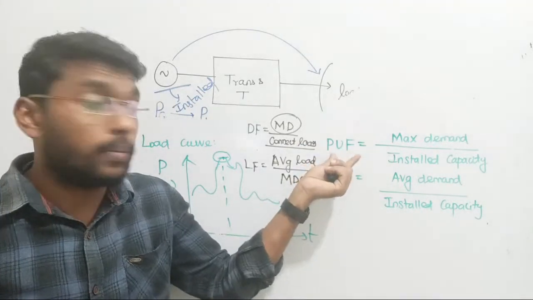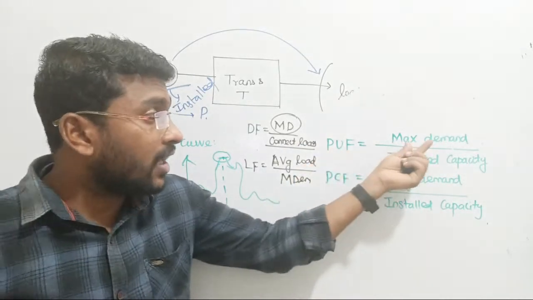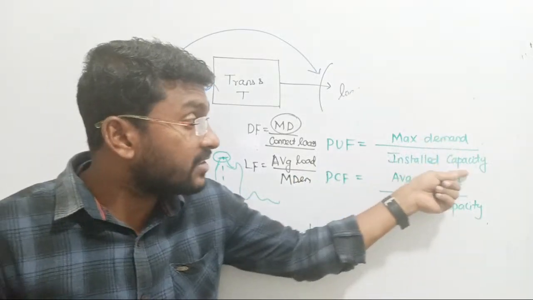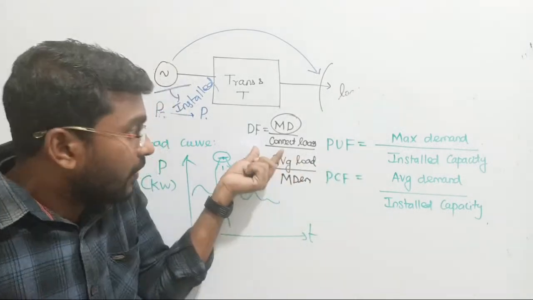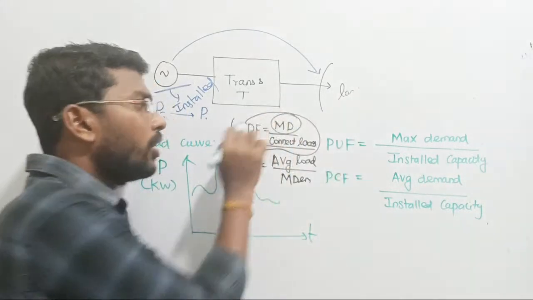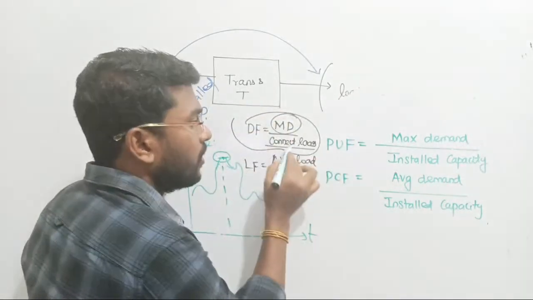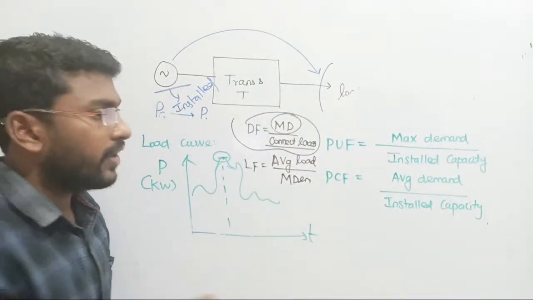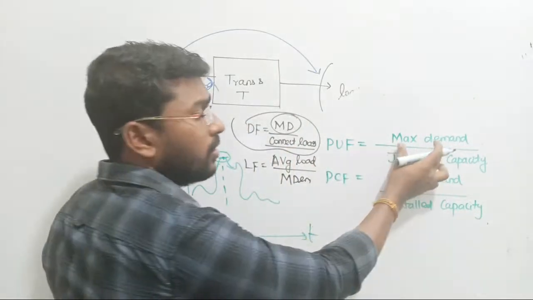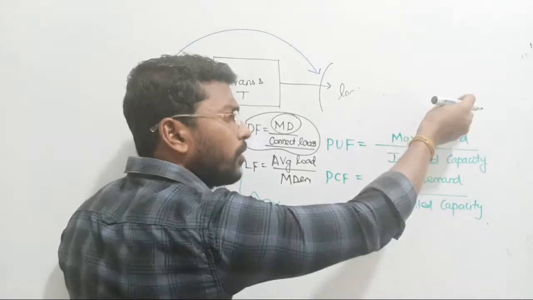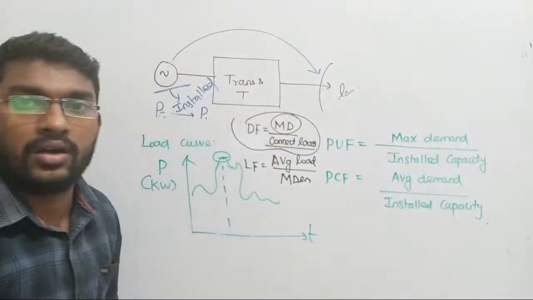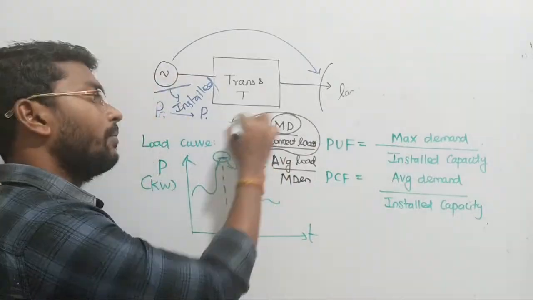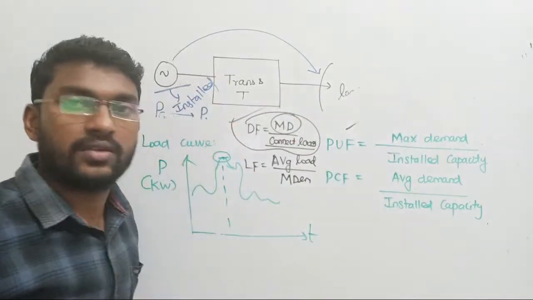Now when I am looking for plant utilization factor, we are talking about maximum demand by installed capacity of the alternator. Because there I was talking about load, in your house how many loads there are and how much power you consume. With the alternator, the maximum demand is how much power the alternator supplies, but what is the actual installed capacity of the alternator. That is the difference between demand factor and plant utilization factor, right?